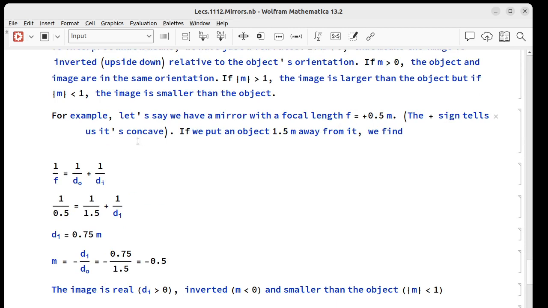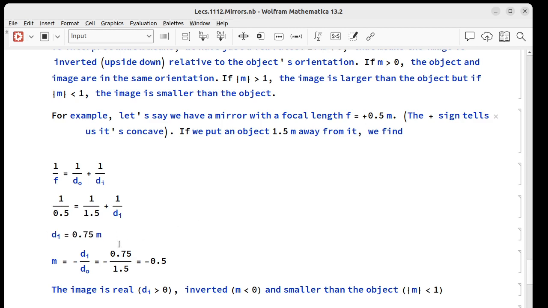That tells us right away it's a concave mirror. We then put an object 1.5 meters away from it. So thin lens equation, we put in what we know. Then we have to do some algebra to solve for this. We do 1 over a half minus 1 over 1.5. That's going to equal 1 over di. So we have to invert what we got to find di. And we get 0.75 meters.